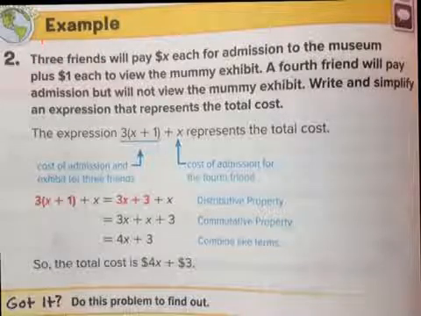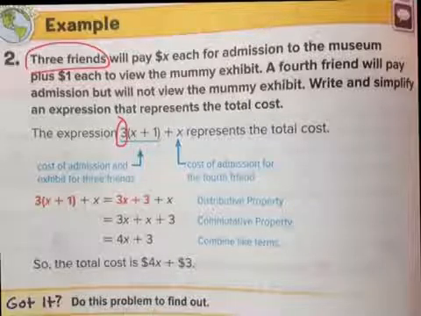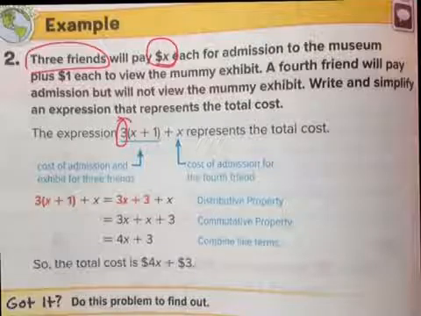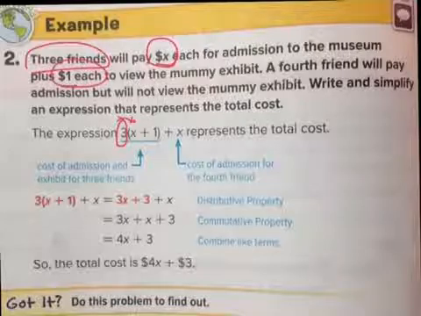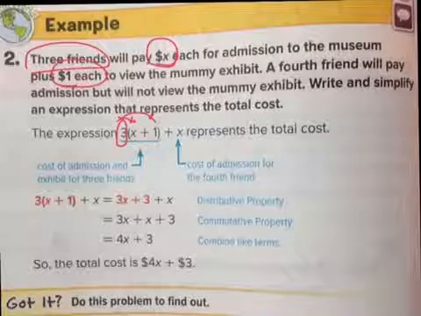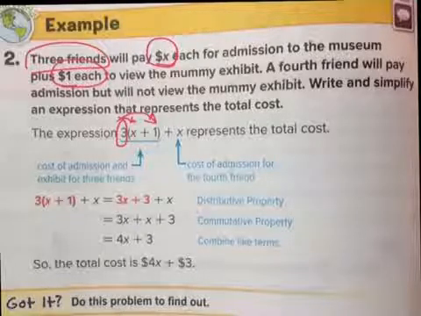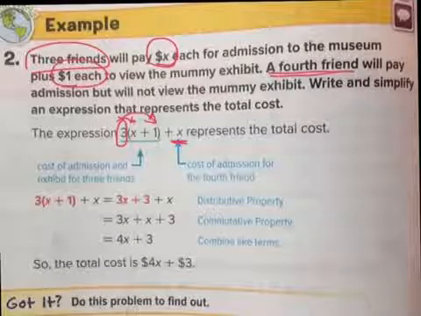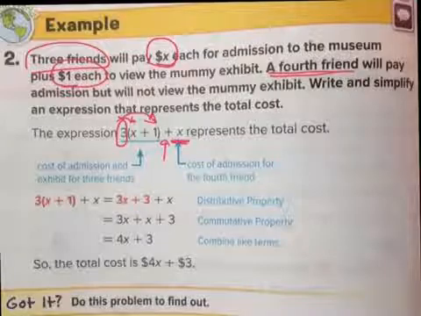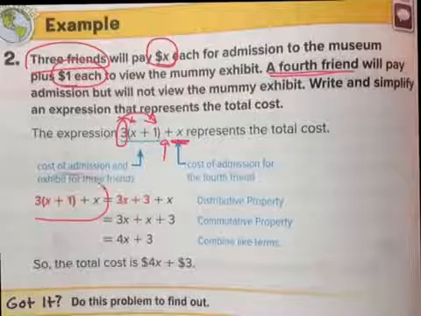So we have 3 friends. Don't forget that. 3 friends first. So we can write our 3 friends. And they're each going to pay x amount. So it's multiplied by 3. You see that? Each is going to pay x amount we don't know. And they're each also going to pay $1. Right? They're each going to pay $1 for the exhibit. And, where is this? A 4th friend will pay the admission but not. So we have to add one more admission. You see, we added one more admission, but not $1 for the mummy exhibit. So we really have this expression right here. That's what we end up getting.